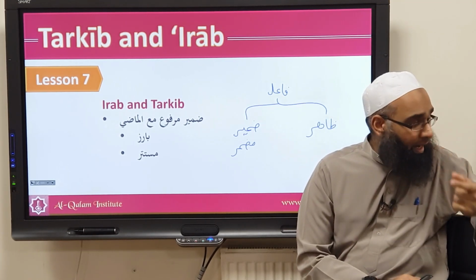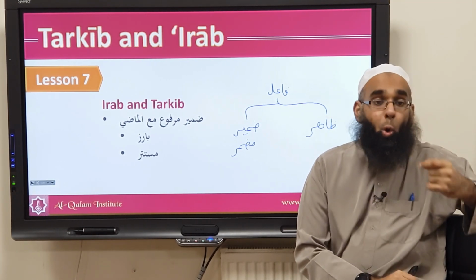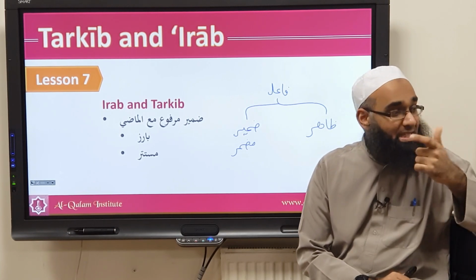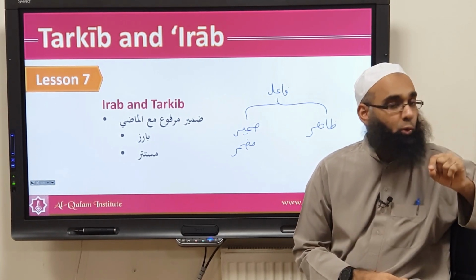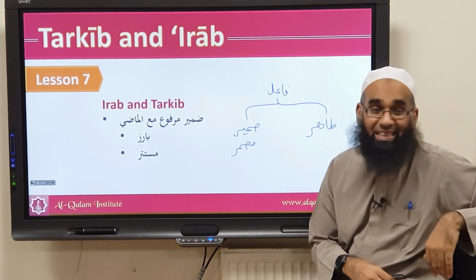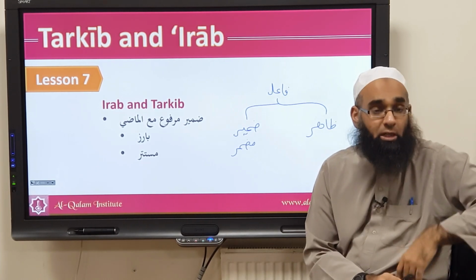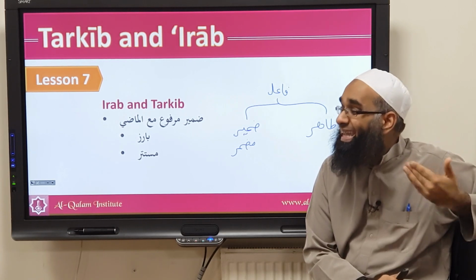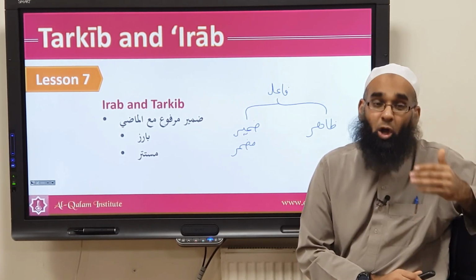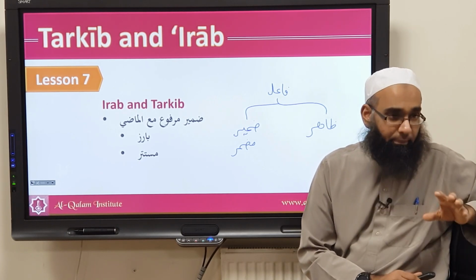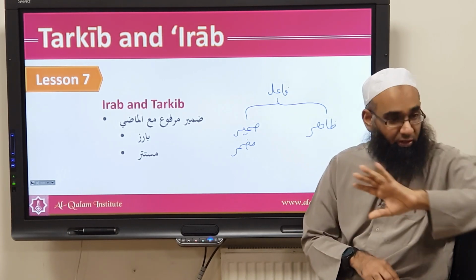So zamir bariz is that pronoun which has a form and can be seen. For example, darabtu. Can you see the pronoun? Tu. And zamir mustatir: istatara, yastatiru, istitaran, to conceal oneself, to be hidden. So zamir mustatir is that pronoun which cannot be seen. Okay? So we have to remember. So we've done what? We've done this.